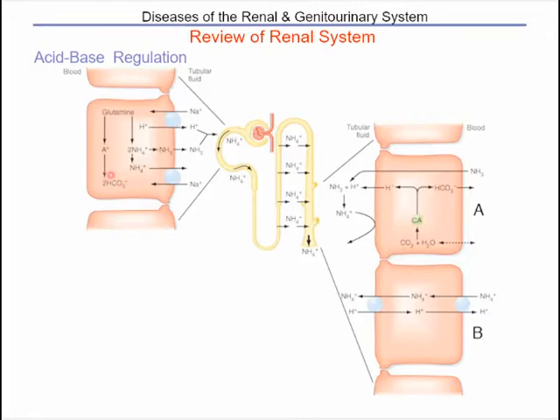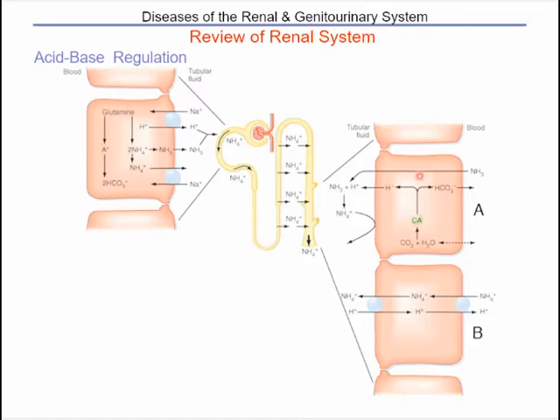So there are two mechanisms for the secretion of your ammonium ion by the collecting duct. So in this figure, you will see that there are two mechanisms. One which is a non-ionic diffusion and diffusion trapping of your ammonia.